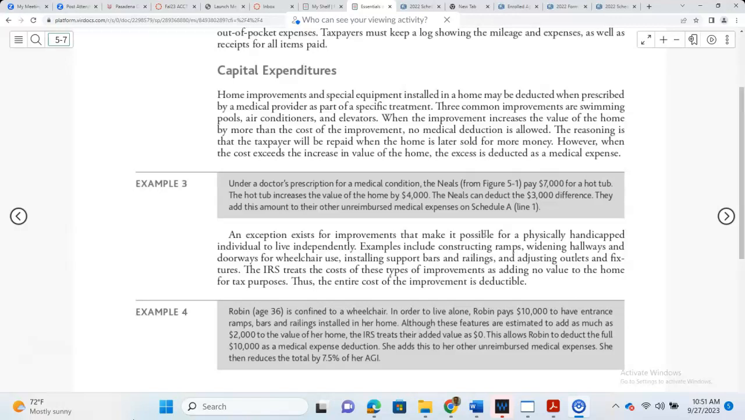But in the following example, there's a difference. I guess we didn't get to that, like example 3. Yeah. Let's read it. Under doctor prescription and medical condition, the Neils pay $7,000 for a hot tub. Oh, okay. So the hot tub is kind of an above-ground hot tub probably. The hot tub increases the value of the home by $4,000. The Neils can deduct the $3,000 difference. So your home value goes up a little bit because of that. You might say, okay, not that much. Let's say just $4,000. Then you can deduct the remaining, not deduct, but count it as a medical expense.